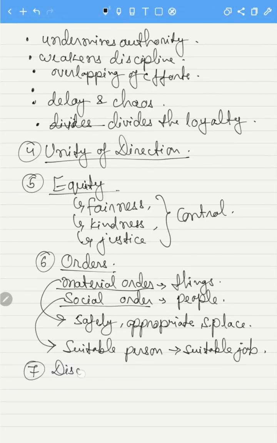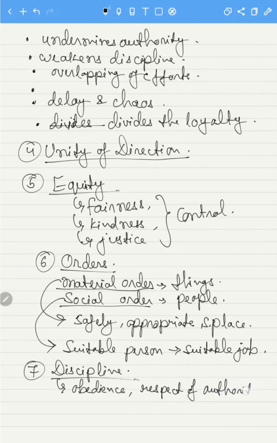Seventh principle is about discipline. According to Fayol, discipline means sincerity, obedience, respect of authority, and observance of rules and regulations of the enterprise. Discipline means obedience, respect of authority, observance of the rules, and regulations of the enterprise. This principle states that subordinates should respect their superiors and obey their orders. This ensures smooth functioning. Discipline can be enforced if there are competent superiors, fair agreement along with adequate punishment.